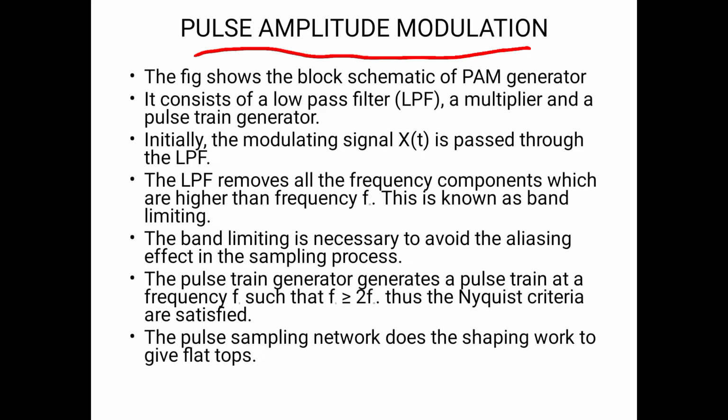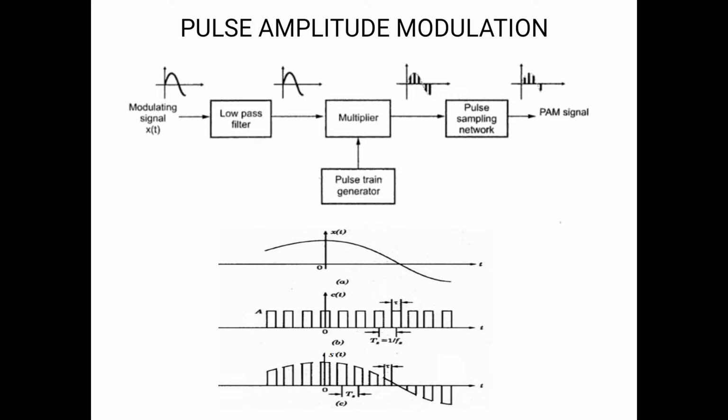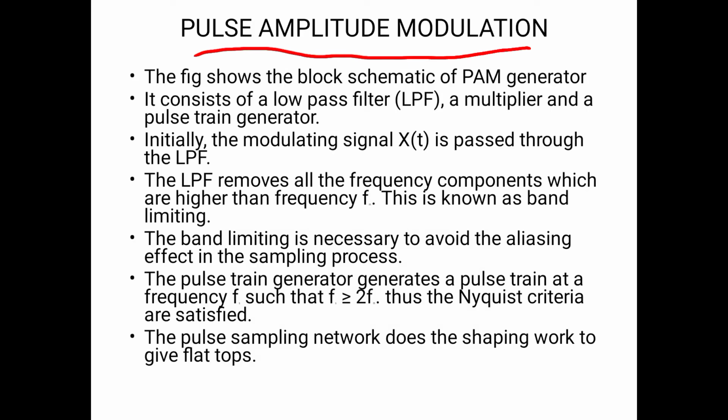Observe the figure, which shows the block schematic of the PAM generator. This block diagram is used to produce the PAM modulation. It consists of a low pass filter, a multiplier and a pulse generator.